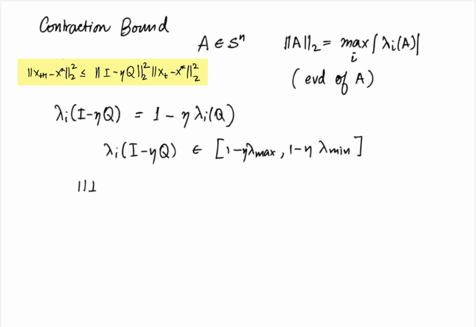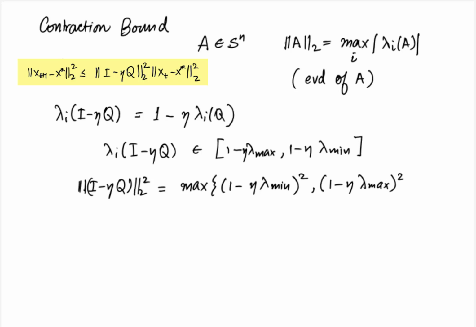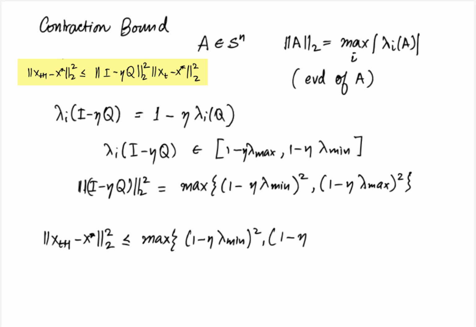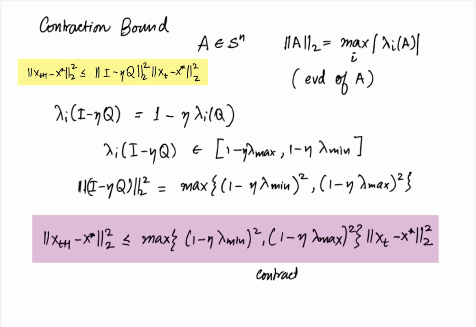Both of these quantities could be positive or negative. So generally we have that the L2 norm squared of I minus eta Q is equal to the maximum of (1 minus eta lambda min) squared and (1 minus eta lambda max) squared. Substituting, we get ||x_{t+1} minus x*||^2 is less than or equal to max of (1 minus eta lambda min)^2, (1 minus eta lambda max)^2 times ||x_t minus x*||^2. So this is the contraction bound.